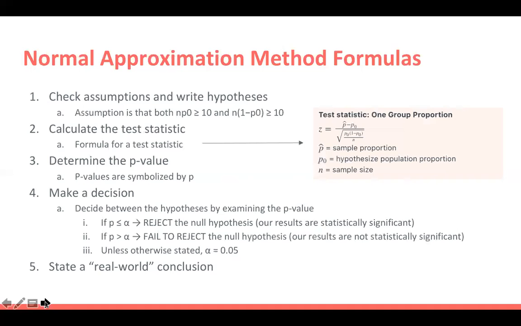After we have our test statistic, we can determine our p-value. Then we can make a decision whether to reject or fail to reject the null hypothesis. And then we can state a real-world conclusion, putting that decision to reject or fail to reject the null back into the context of the original problem.